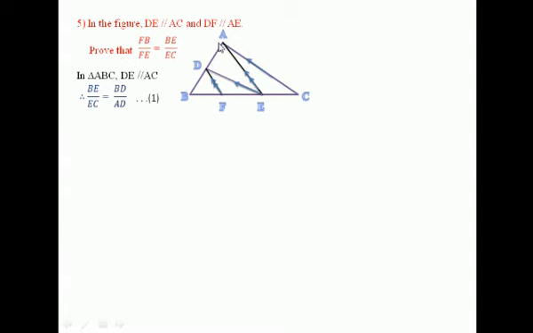By using BPT, one more parallel side is given, that is in triangle ABE, DF is parallel to AE. Therefore, by applying BPT, we get FB by FE is equal to BD by AD.